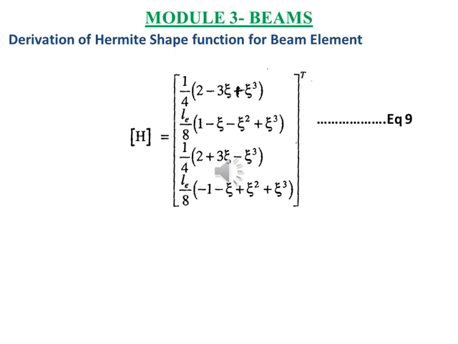So if a question arises to derive the Hermite shape function, you have to write the shape function from the beginning, derive all the variables and write down this matrix. So this is the end of the derivation of the Hermite shape function for a beam element. So in the next slide we shall see the various shapes.